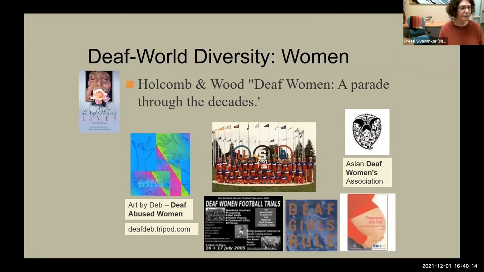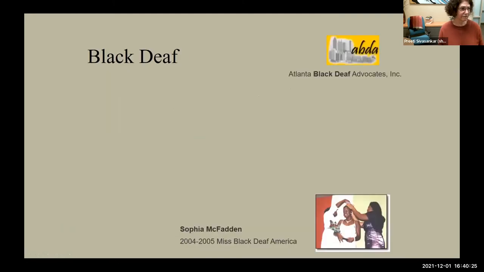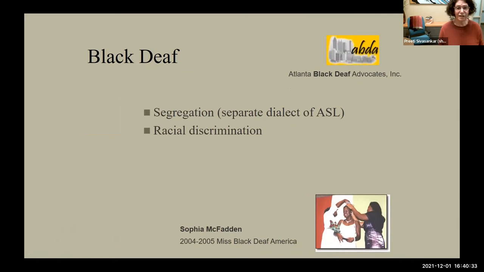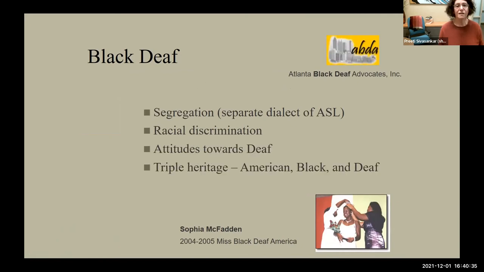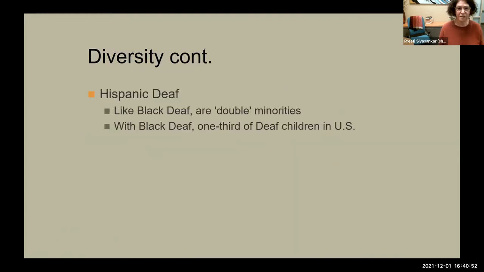Deaf World Diversity: Women, Asian Women's Association, Abused Women, Deaf Women Football Trials. Black Deaf, Segregation. There's a separate dialect from schools in the South. Racial discrimination, attitudes towards deafness, the triple heritage: American, Black, and Deaf. There's, as I mentioned, a separate Miss Black Deaf America pageant. Since 1982, a national Black Deaf Advocates group has been in existence.